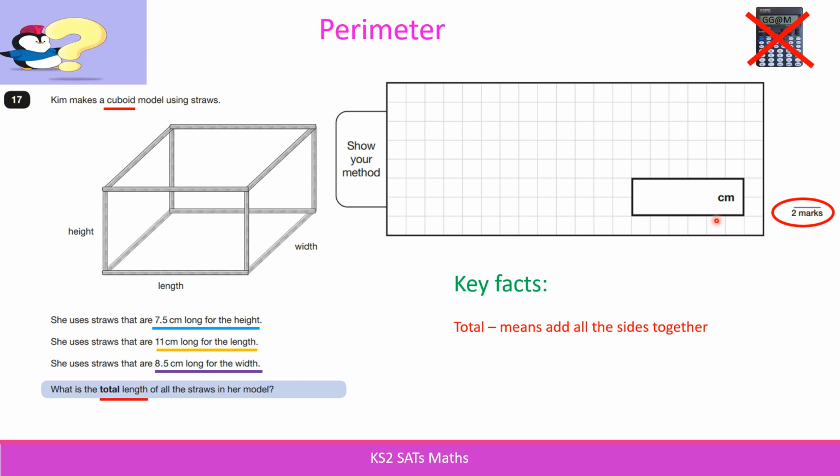Fantastic work, well done guys. So there are multiple ways in which you can add these numbers together, and it is what works for you. As long as you can get the right answer and you write it in the box, it doesn't matter which method you use as long as you get the right answer.